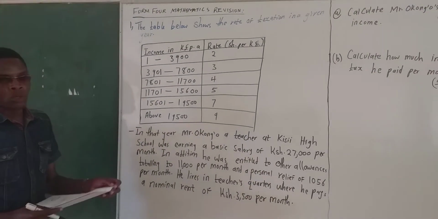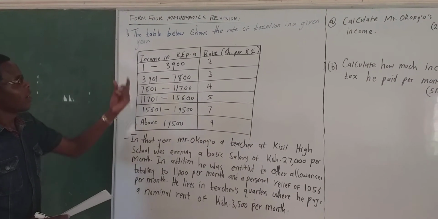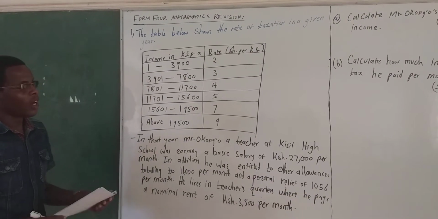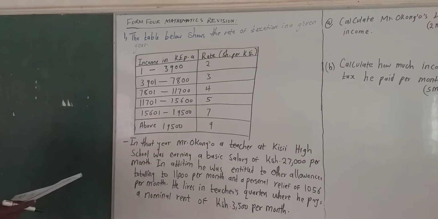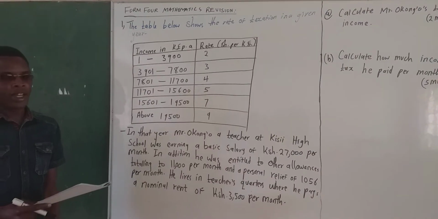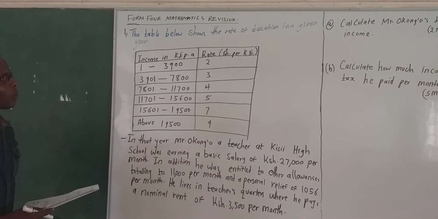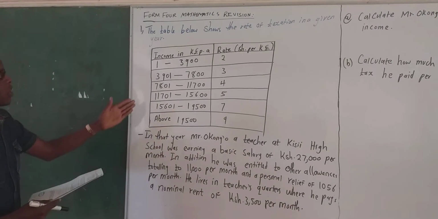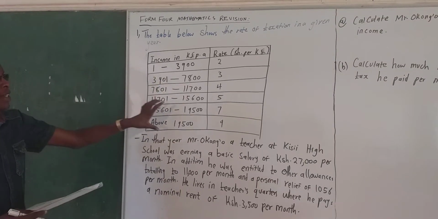Today we are going to embark on our revision, and today we are going to cover income tax, that is commercial arithmetic, the work we covered in Form 3. Now I have a question for you, and if I can read this question, this is the question we have, and this is the table.